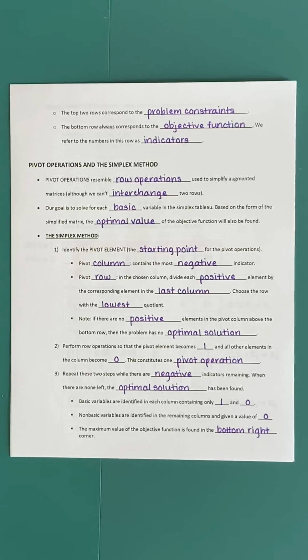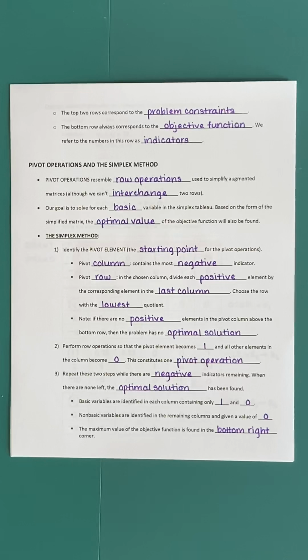So if we take the intersection of the pivot column and the pivot row, that's going to give us the pivot element. Now, just as a note, if there are no positive elements in the pivot column above that row, in other words, we identify that column, it's got the most negative indicator, if all the numbers above that are negative, then automatically we can conclude that this problem has no optimal solution. It means you can't go any further. You can't do anything, and there's no way you can optimize, maximize whatever your objective function is.